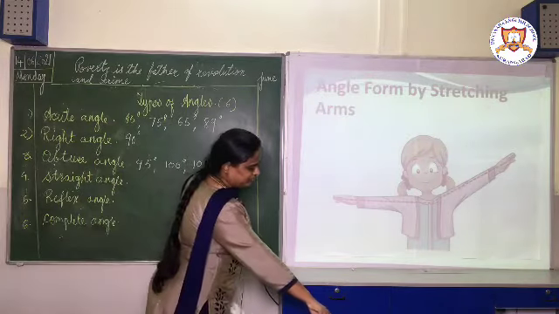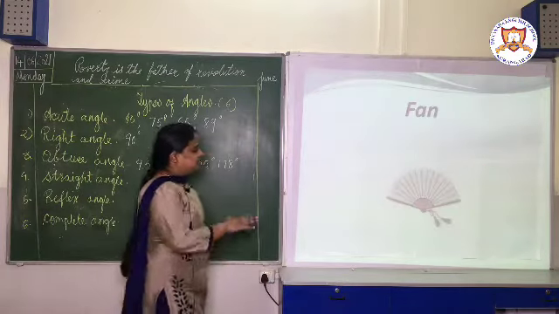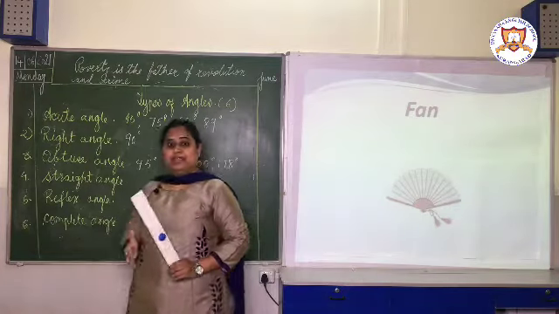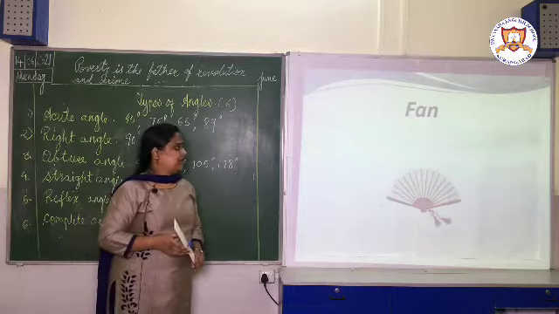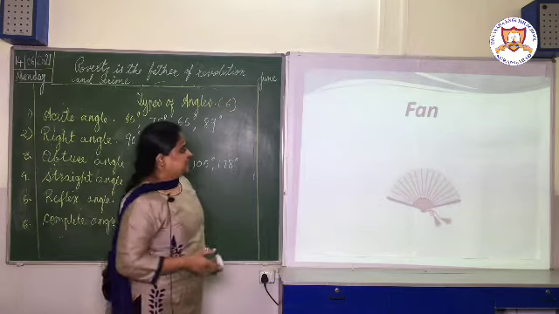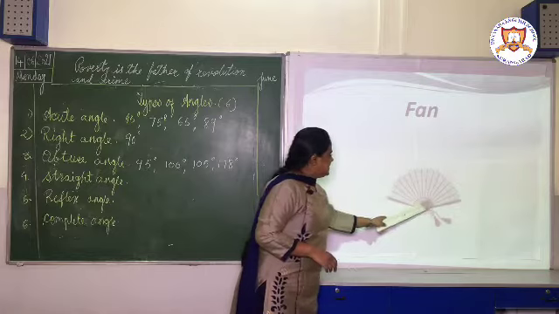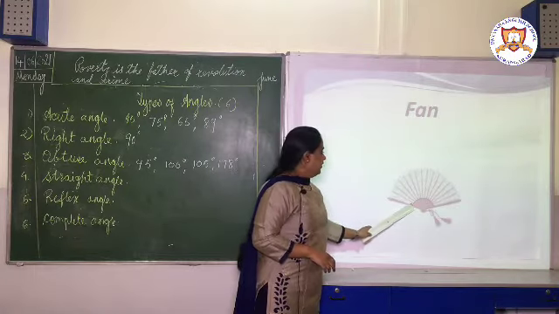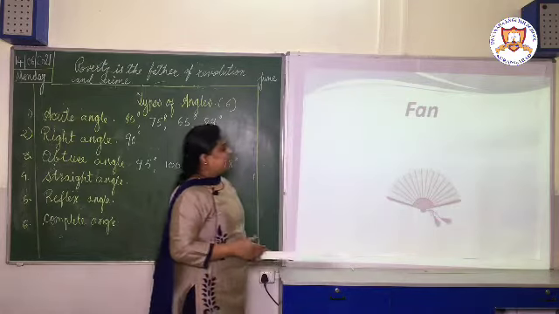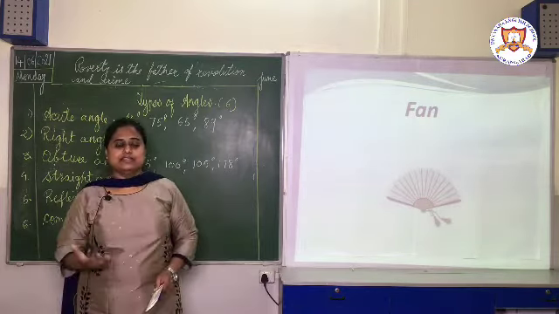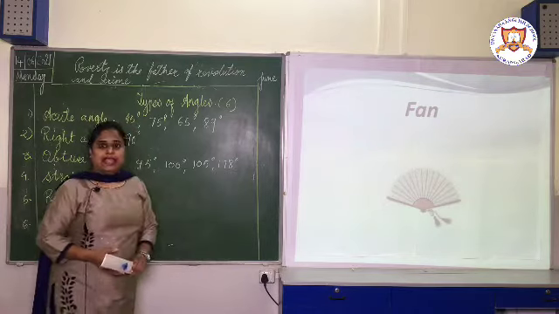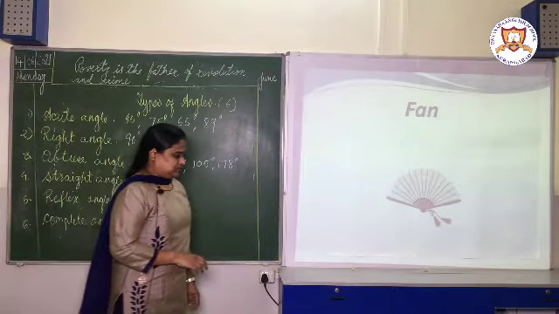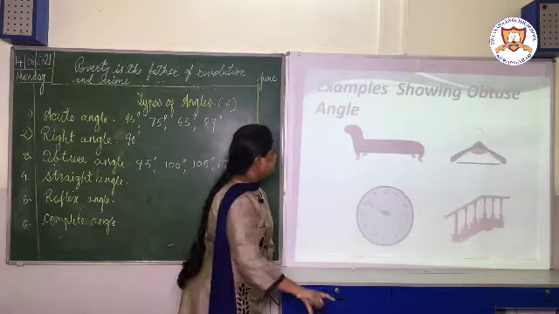So we'll see one more example. See here, a hand fan. In the market we can see the hand fan. In summer that hand fan is purchased. So here also we can see the obtuse angle. Okay, hand fan is also an example in day to day life. This is also an example of an obtuse angle. Okay, now third one we'll see.